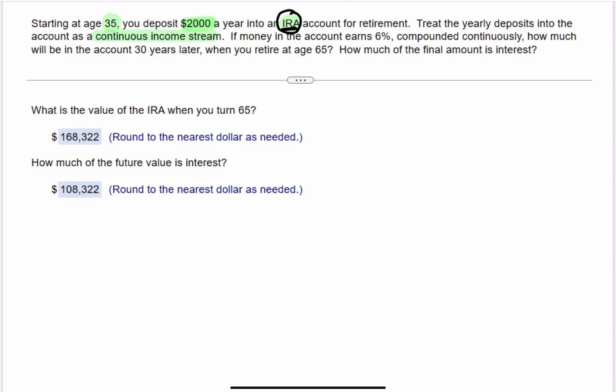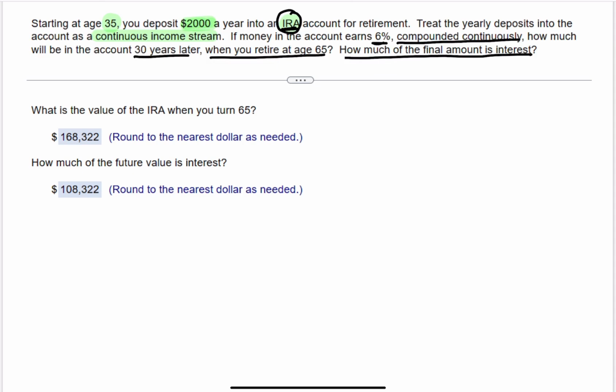So now they're asking us to treat the IRA as a continuous income stream. If the money in the account earns 6% compounded continuously, how much will be in the account 30 years later when you retire at the age of 65? So this is the best example. How much of the final amount is interest?